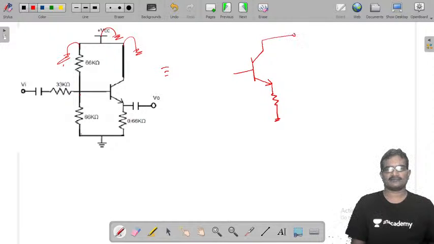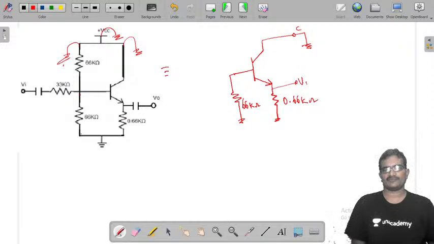So its equivalent is: the collector connected to ground, and here already 166k connected to ground. This is 0.66k, and they are taking output from this. In addition to this, this 66k is connected to ground from the base. This 66k is there.